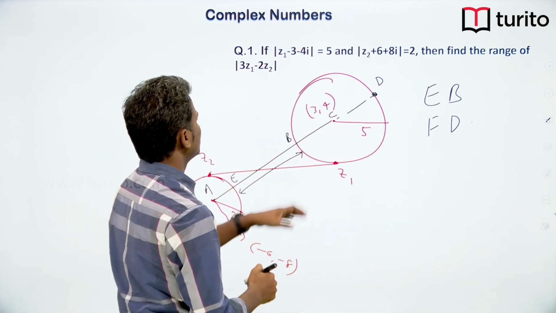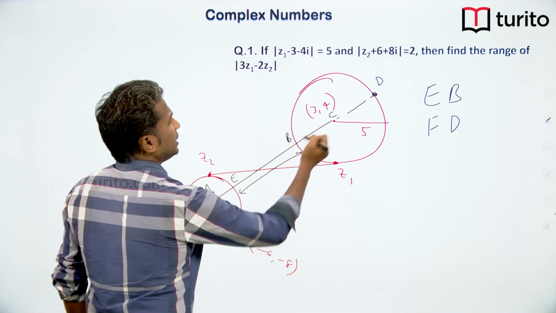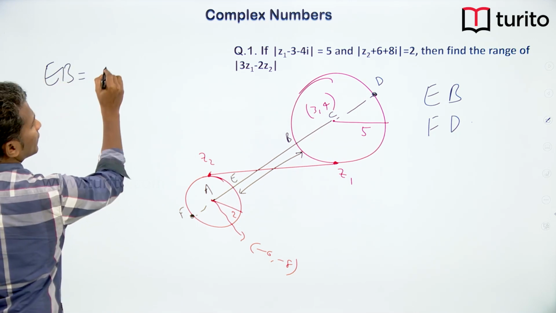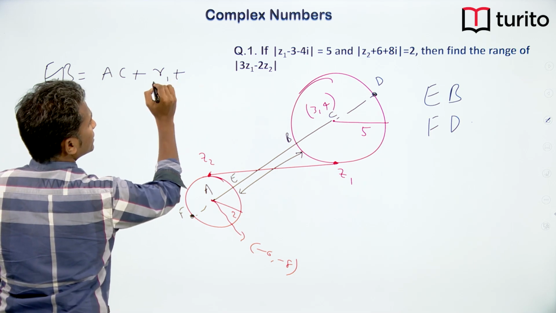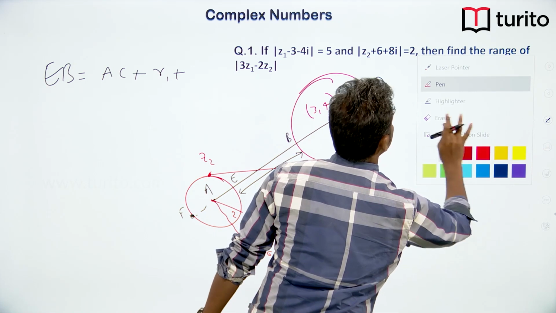Okay. So how do we do this? EB can be written as AC plus R1 plus, okay, here a slight change.